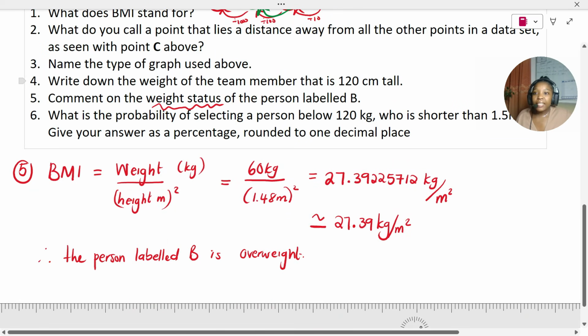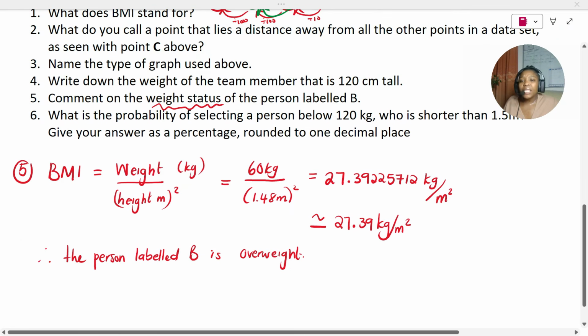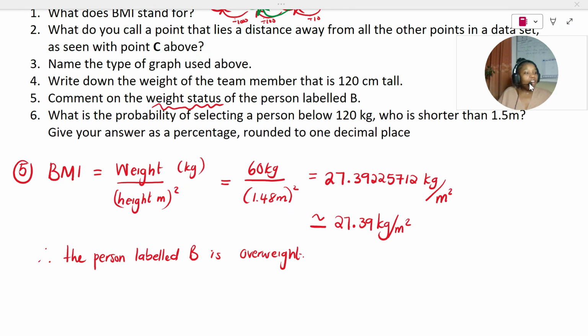Great stuff. Then let's have a look at the last question. What is the probability, right? I think I've mentioned this, right?